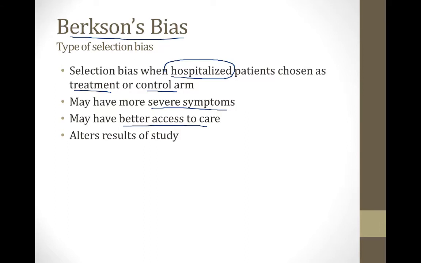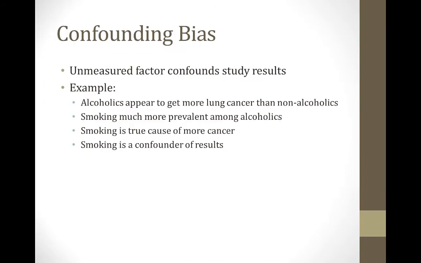So if you do a study and one arm has hospitalized patients and the other arm does not, the results can be altered because the group in the hospital was very different from the other patients that weren't in the hospital. Now we're going to talk about a very important and high-yield type of bias called confounding. And this is when an unmeasured factor confounds the study results.